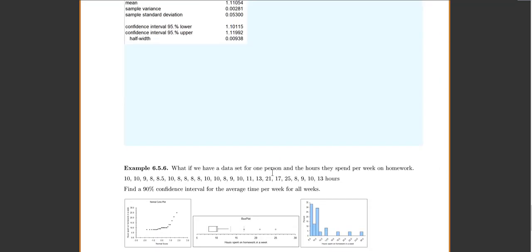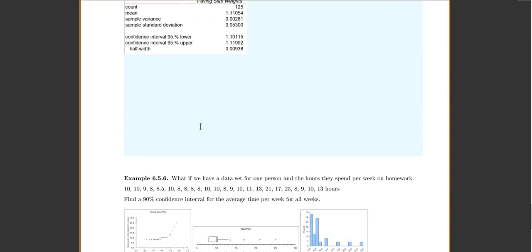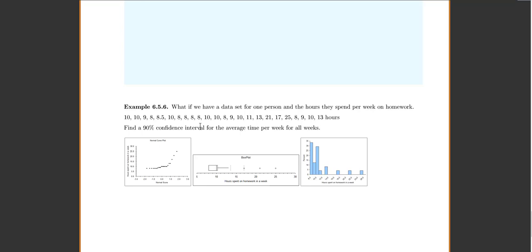Okay, there's one more problem for you to try here. Again, I gave you the computer output, so you get to save some time there. And one more example for us. What if we have a data set for one person and the number of hours they spend per week on homework? So here's our data set, and let's find a 90% confidence interval for the average time per week for all of these. But notice here, n is only 1, 2, 3, 4, 5, 6, 7, 24. Okay, so this is a small sample size.